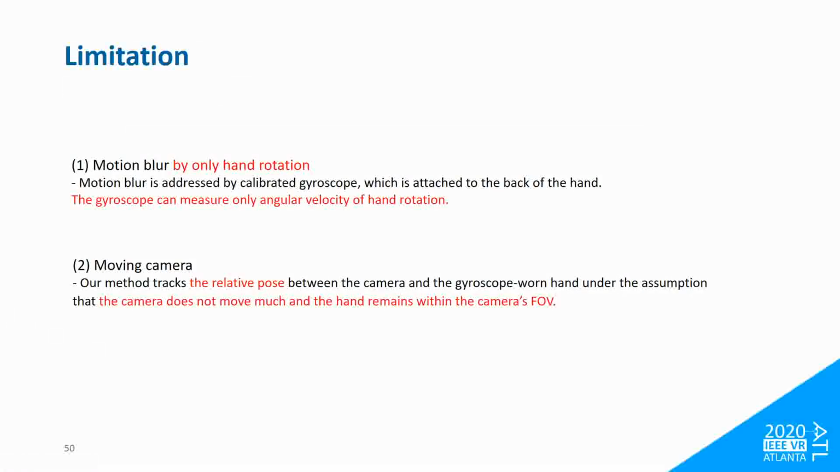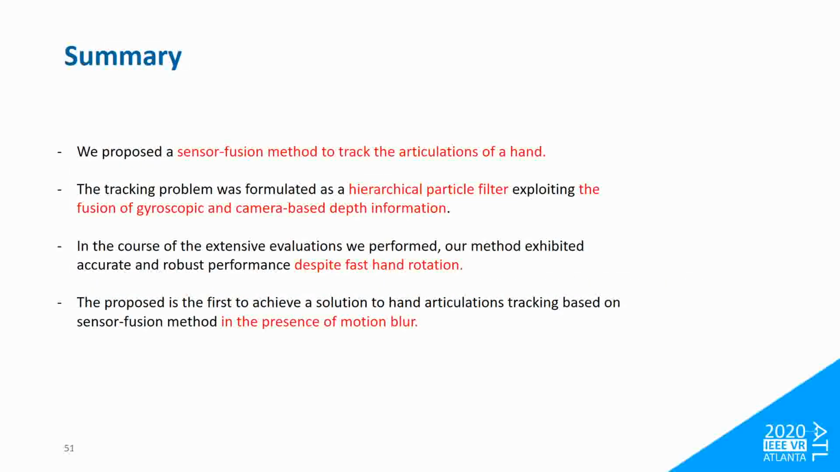Our limitation is that we address hand tracking in the presence of motion blur only for hand rotation, because the gyroscope can measure the angular velocity of the hand rotation. Another limitation is that we assume that the camera does not move much and the hand remains within the camera's field of view. In summary, we propose a sensor fusion method to track the hand pose.